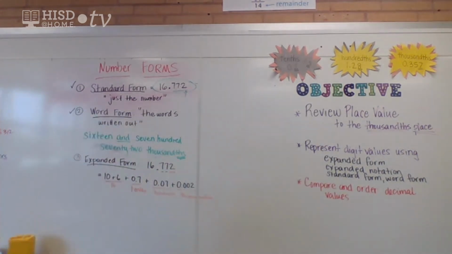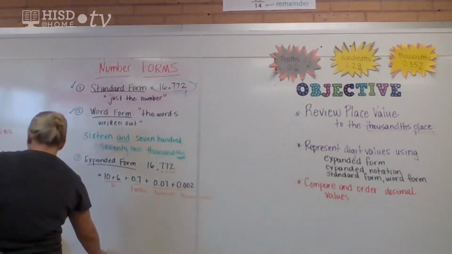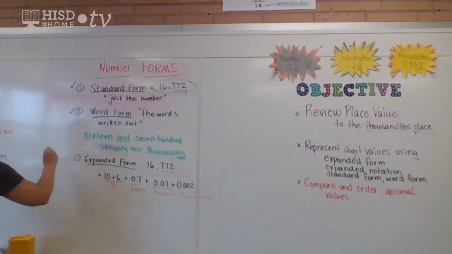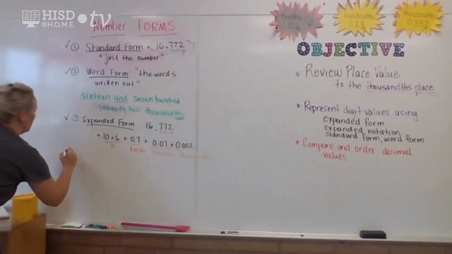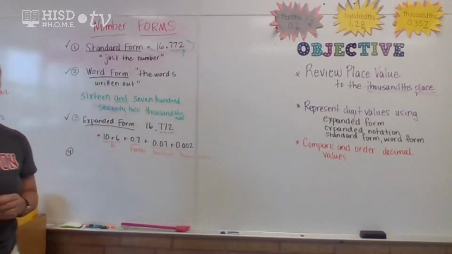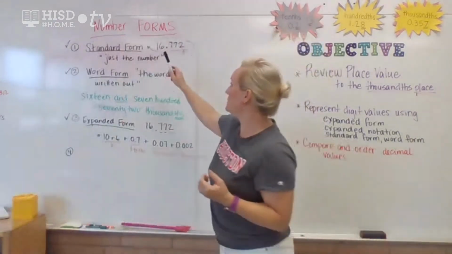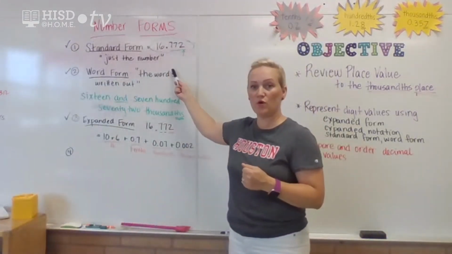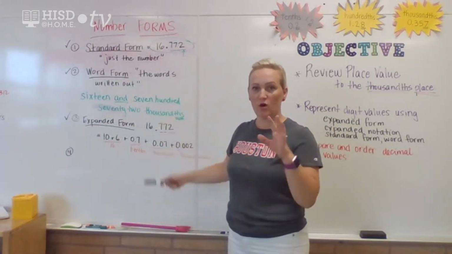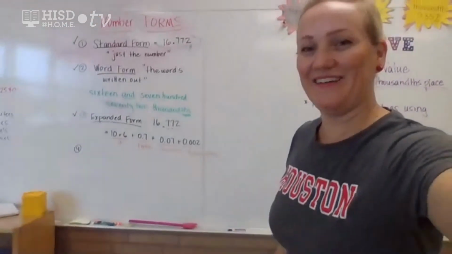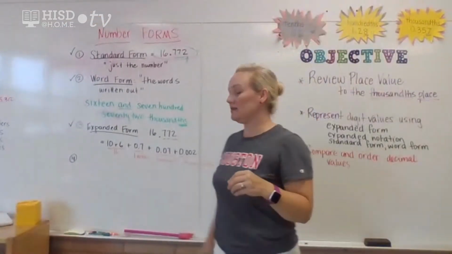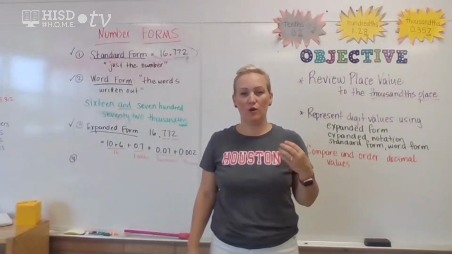All right. So that's the third number form. How many more do we have? One more. And it might be hard for you to see that, so I'm going to tilt this down a little bit. Okay. So the last one is the longest one of all. So let's go over it again. Standard form, word form, expanded form. So all of them end with form because we're doing number forms. Okay. So now the last one is actually called expanded notation.